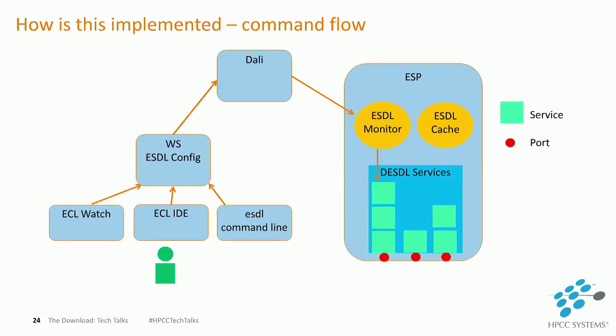And this diagram just illustrates the major components of this mechanism. So you can see the red dots are the ports that the ESP listens on, where all the services reside. And then the dynamic ESDL services, one, two, or more services can share the same port. And on the left-hand side, the developer or administrator can use ECL Watch, ECL IDE, or ESDL command line tools to manage the services. All right.